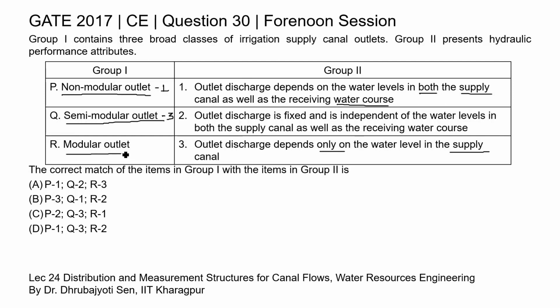Now modular outlet. The modular outlet discharge is fixed and is independent of the water level in both the supply canal as well as the receiving water course. So for R, 2 is the correct match.